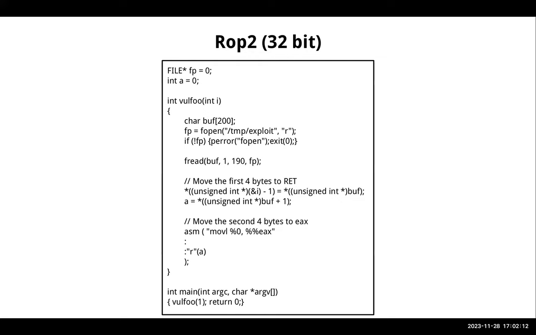Then it will simply move the first 4 bytes to the return address. So you give 190 bytes, and the first 4 bytes we will just move to the return address. Which means you can only overwrite the return address, right? You don't really overwrite other things. After that, this part of the code will move the second 4 bytes to register EAX. That's it. So it actually only takes 8 bytes here, right? 4 bytes to the return address, another 4 bytes to the register EAX.